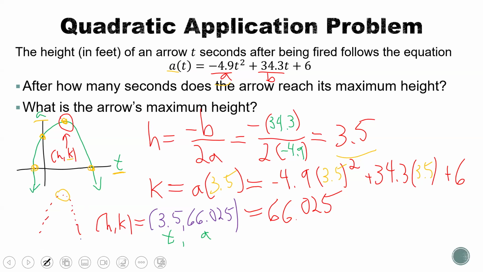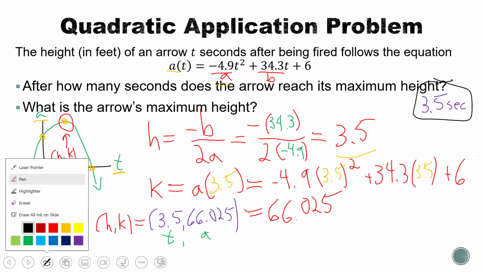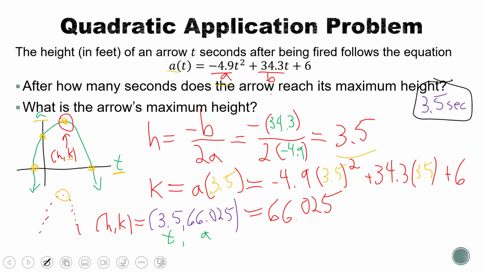So after how many seconds does the arrow reach its max height? That would be 3.5 seconds. And then what is that maximum height? The answer there would be 66.025 feet.